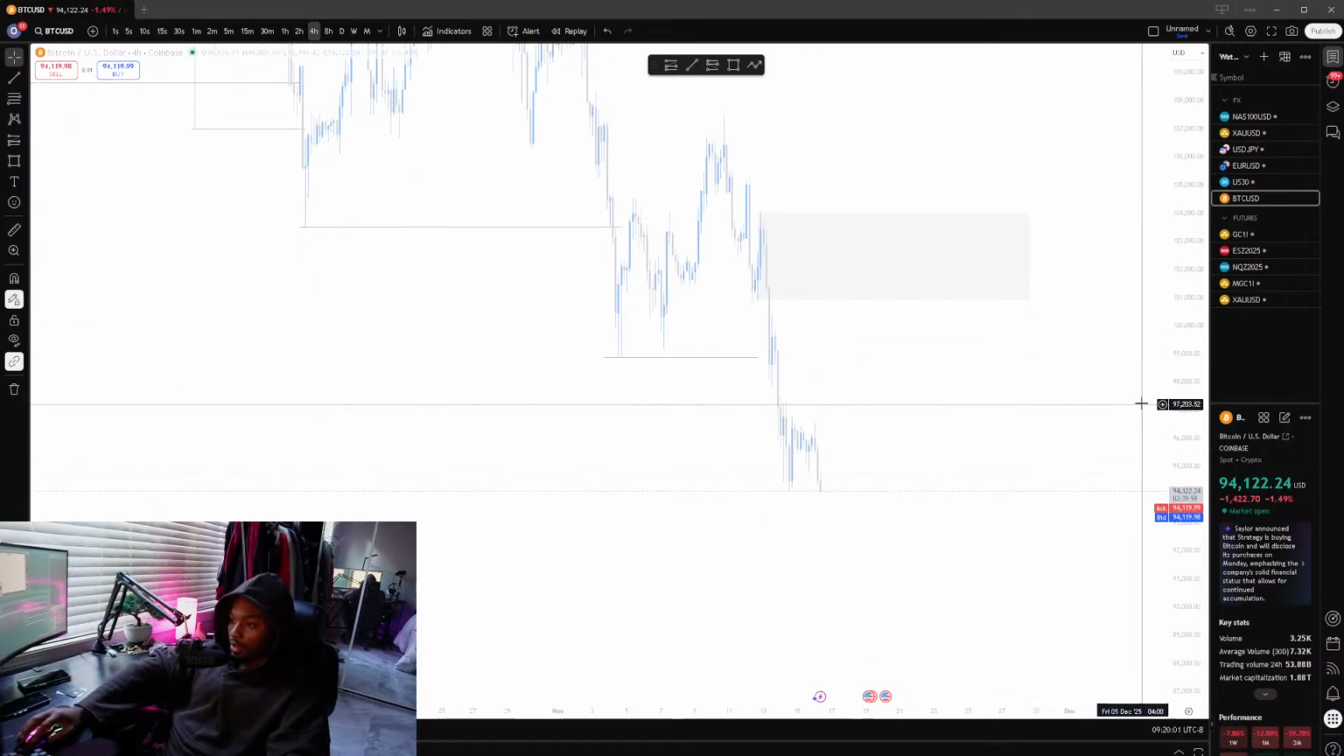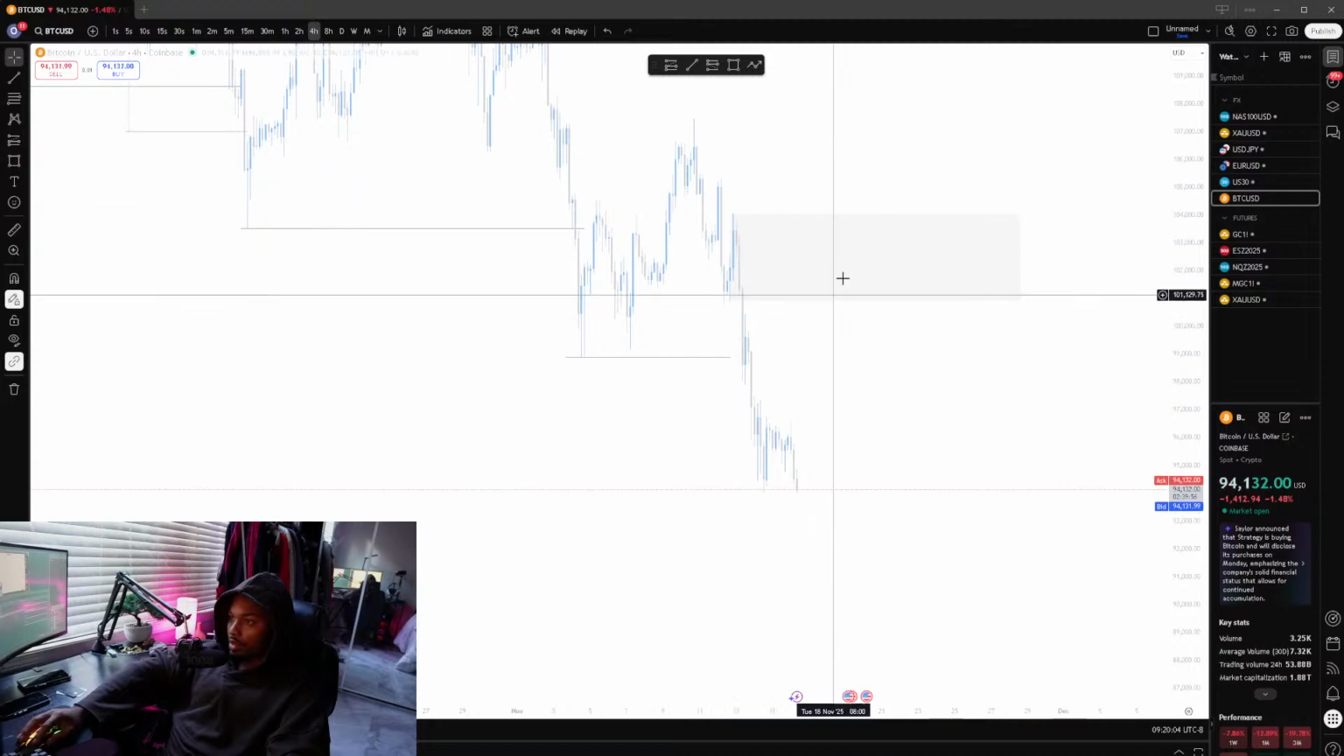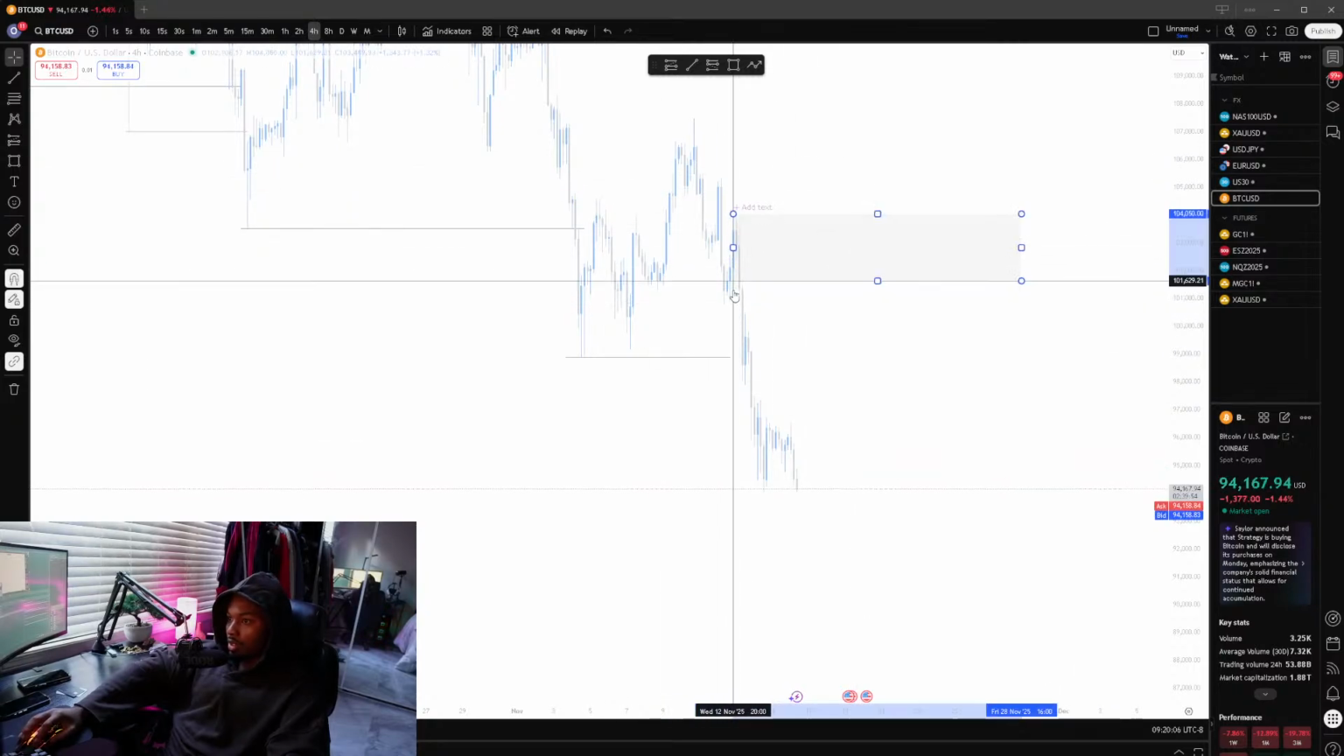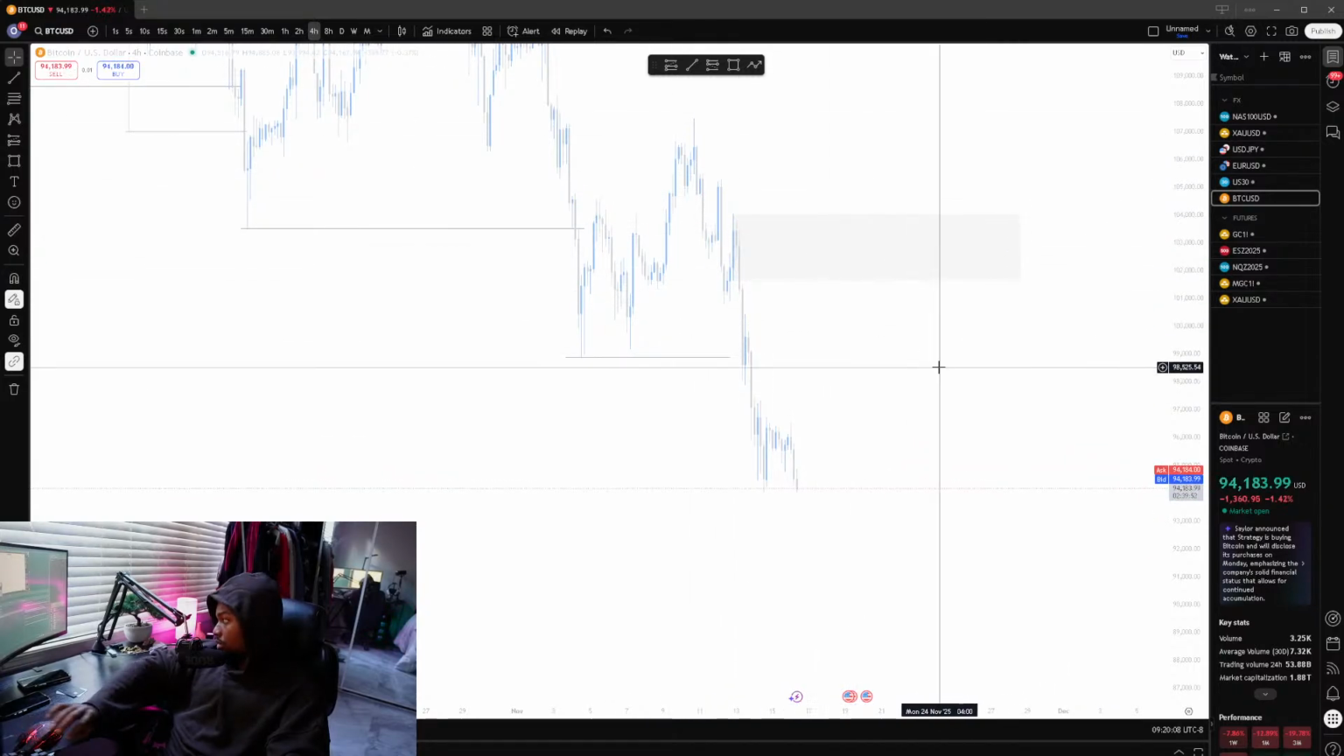So from there, what do we have? So we have this 8 hour zone, which we can refine to this 4 hour zone.